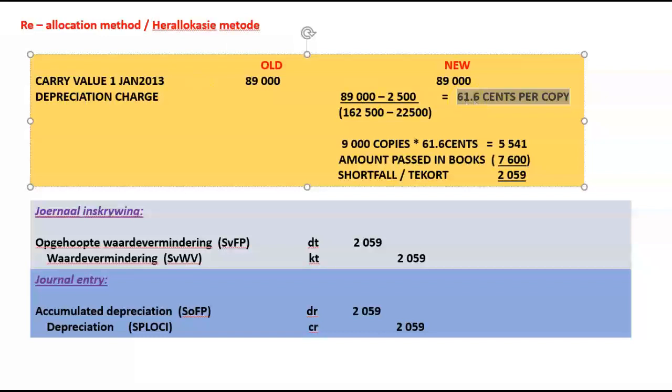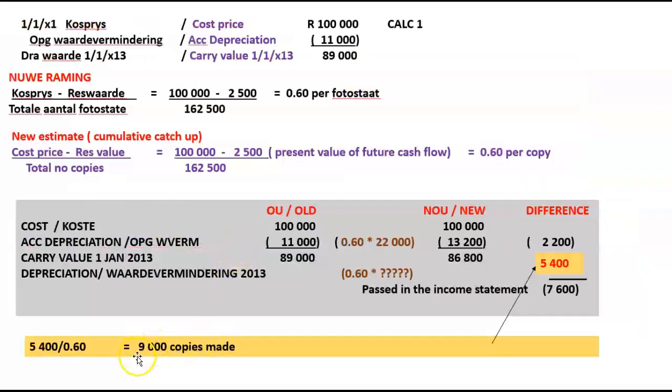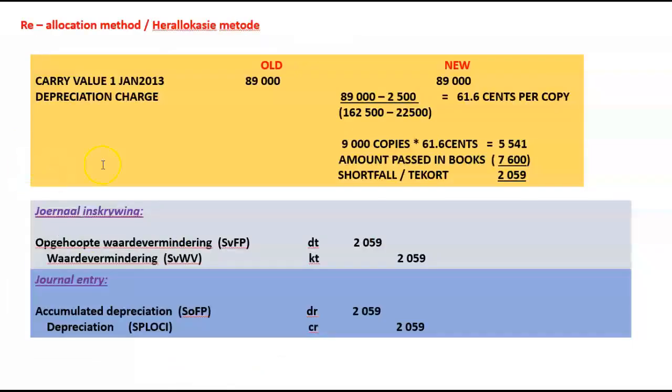Now, how many copies did we make this year? 9,000 copies. That is why we had to work out the number of copies for the current year. What is going to be our depreciation based on the reallocation method? The 9,000 copies multiplied by our new rate, 61.6 cents, which gives us the actual depreciation that we want in our books of 5,541.